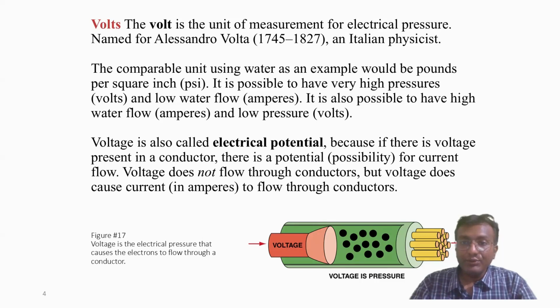Voltage is also called electrical potential because if there is a voltage present in a conductor, there is a potential or the possibility for current flow. Voltage does not flow through conductors but causes current, that is in amperes, to flow through them. As illustrated in figure 17, voltage is the electrical pressure that causes electrons to flow through a conductor.